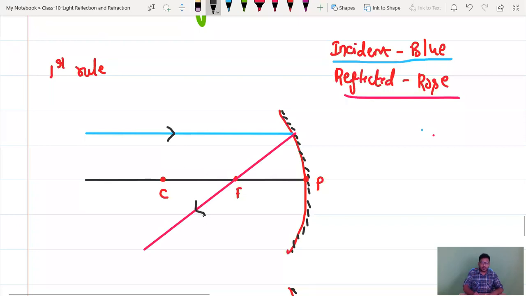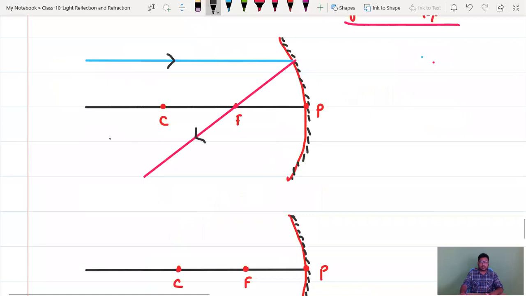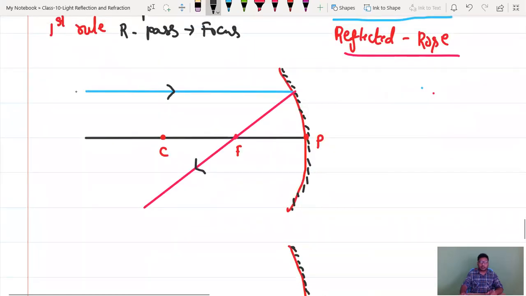Rule number 1, if an incident ray is passing parallel to the principal axis, the reflected ray will pass through focus. That is the first rule. Second rule, so you can draw this diagram. Draw one incident ray parallel to the principal axis, guys. Both lines should be parallel. The reflected ray will pass through focus.